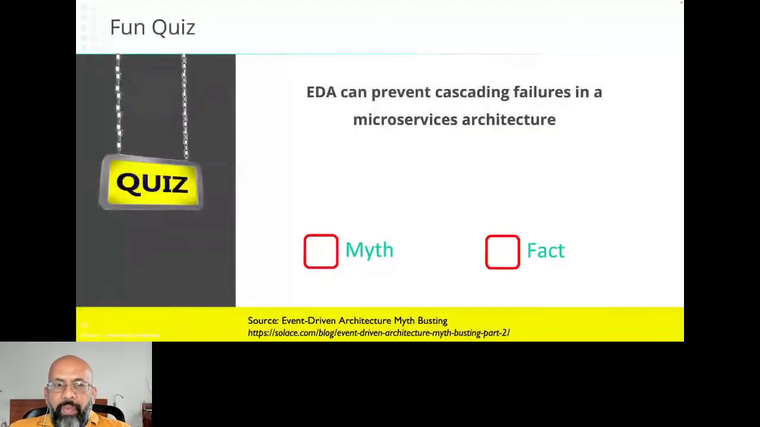Okay, so another question, a fun quiz. EDA can prevent cascading failures in a microservices architecture. I know if you're not familiar with microservices, that's okay. It's just a component, a deployable component. All right. I'm sure you must be. Just take a call. Is it a myth or a fact?